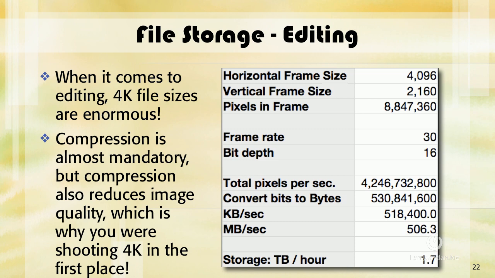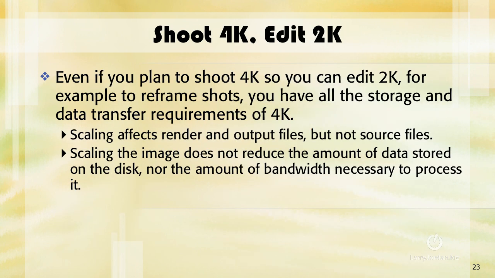So now the question is, why are we shooting 4K? If we start to compress it, which throws away detail, then why were we shooting 4K in the first place? Even if you plan to shoot 4K so you can edit 2K, for example, to reframe shots to make a wide shot, a close-up, you have all the storage and data transfer requirements of 4K because all of your source files are 4K. The images that you're pulling into your editing system are 4K. Scaling down to 2K affects render and output files, but not source files.